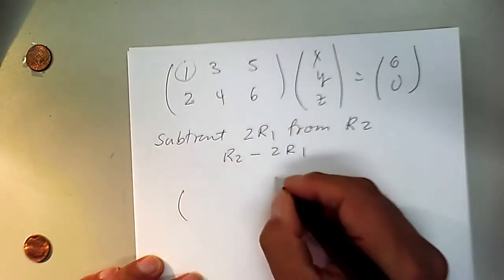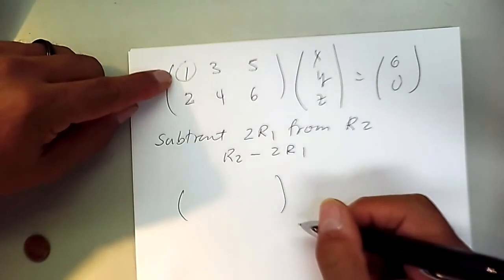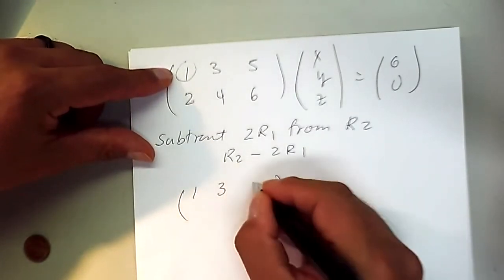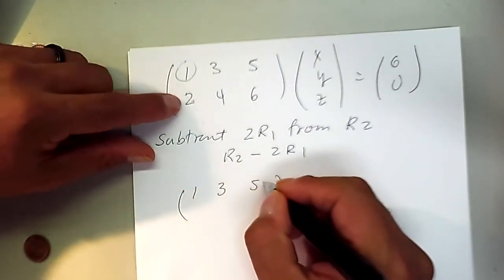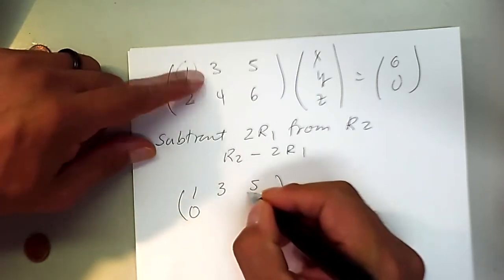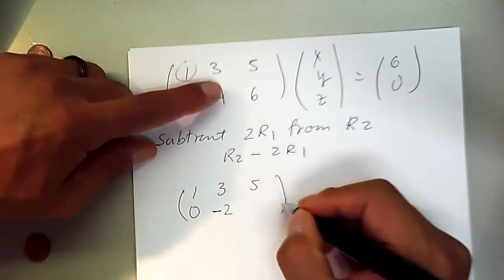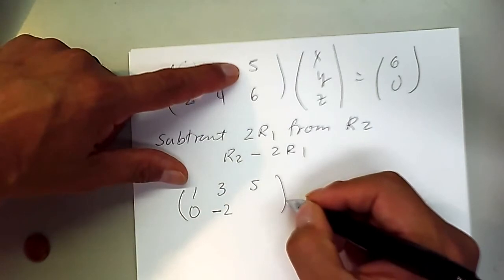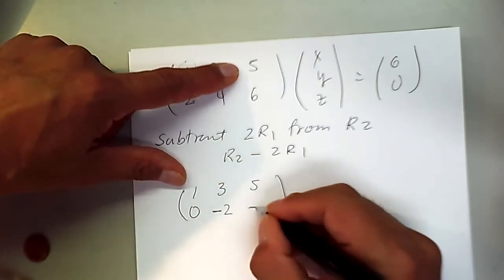And we end up with a new matrix, which is 1, 3, 5. So 2 minus 2, 0. 4 minus 6, negative 2. 6 minus 10, negative 4.